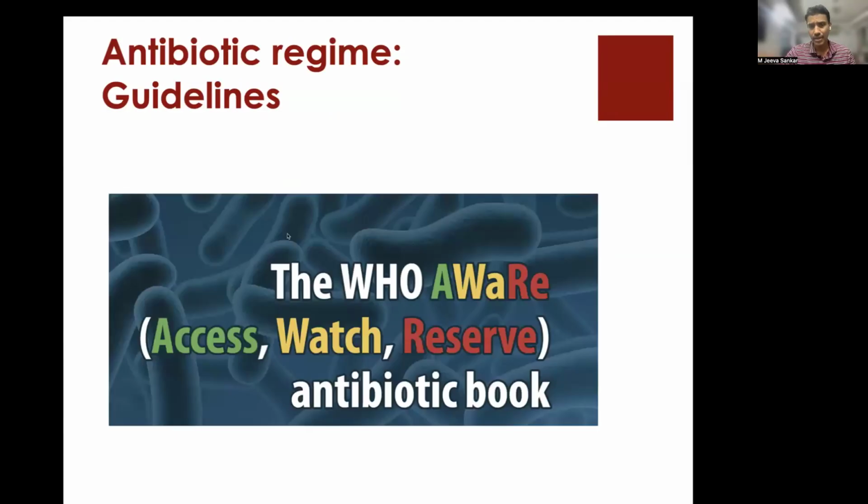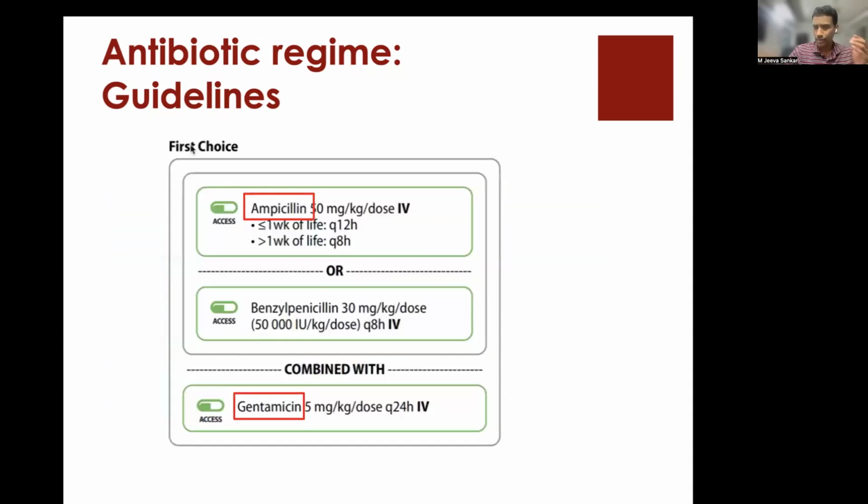So what are the guidelines? This is the WHO AWaRe antibiotic book. So I'm sure everybody knows this AWaRe classification of antibiotics. So this is basically access, watch, and reserve antibiotics. These are the three categories. And of course, this covers everything from newborns to adults. And if you look at newborns, the first choice recommended by this WHO book for newborn sepsis is ampicillin or penicillin with gentamicin. So that's what they recommend.